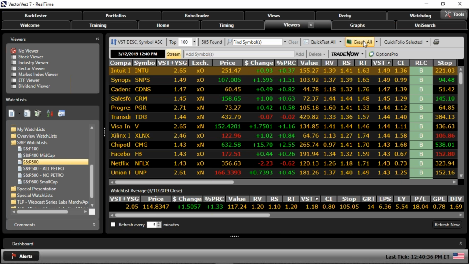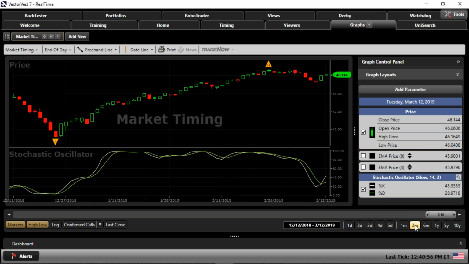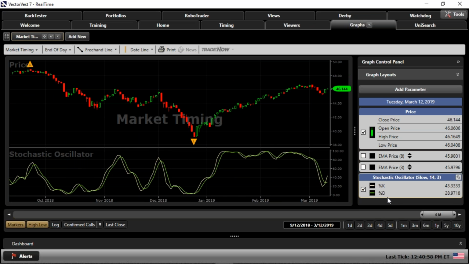Oh, well, first, hold on. Very important. I missed a step, right? What's the market doing? What's the market doing? So I'm going to go to graphs, and I'm going to look at the VectorVest composite up at the top. Same price chart that we were looking at earlier, but this is in our program now, the VVC. And I'm just going to look at a 3-month, a 6-month chart, and I've added stochastics at the bottom of the chart.